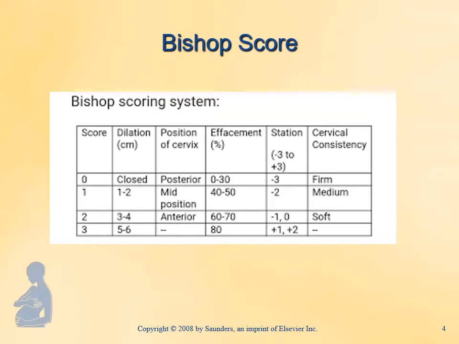And then we look at effacement, and then we look at station, and then the consistency of the cervix. So how soft it is or how firm it is. And then we award points, either 0, 1, 2, or 3, based on our assessment. And then that gives us the score when we add up those points.